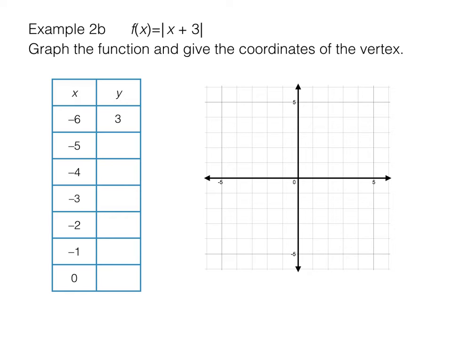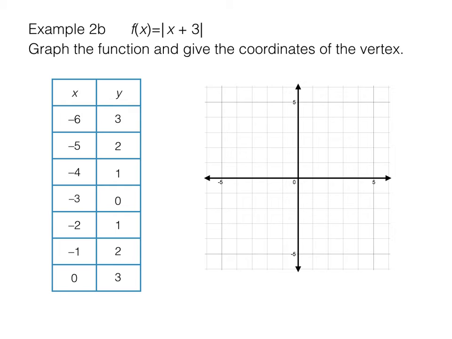F of -5 is the absolute value of -5 plus 3. That's the absolute value of -2, which equals 2. And we continue, and we notice that there happens to be a pattern here in the table. And remember, when the pattern changes direction, we've identified our vertex. So our vertex, it looks like right now, is at -3, 0.